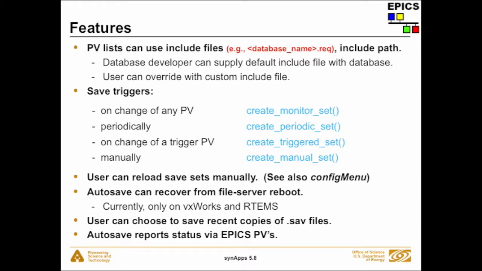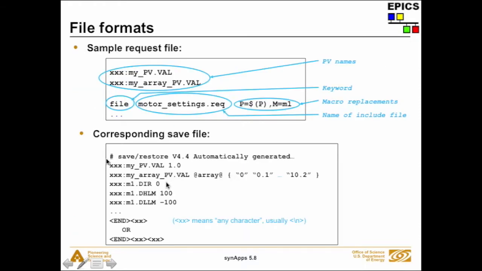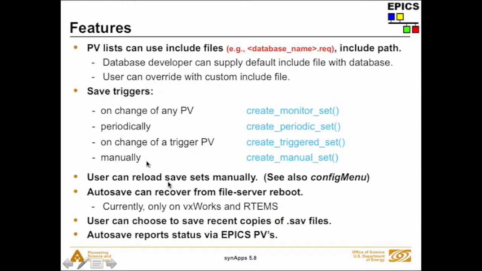You can trigger Autosave to write a file by writing to a trigger PV, and you can also specify the file name if you want, and the file path for that matter. The last one is manually, which is almost never used. A couple of people have done this, but manual saving is mostly used by config menu, which I'll show you later near the end of the talk. You can also reload save sets manually. If you've got a save set and you edit it, you don't have to reboot the IOC. You can just reload it.